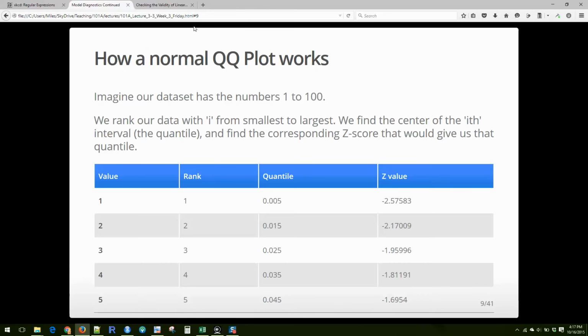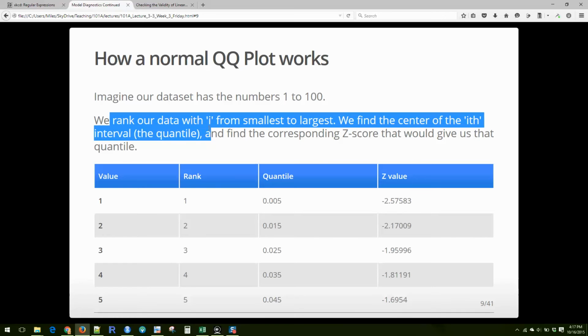Okay, and so imagine our data set has the numbers 1 through 100. Okay, so 1, 2, 3, all the way up to 100. Is this going to be normally distributed? No, right? What's the distribution for the numbers 1 through 100? It's uniform on the interval 1 through 100.